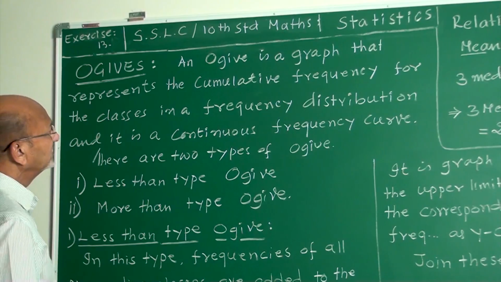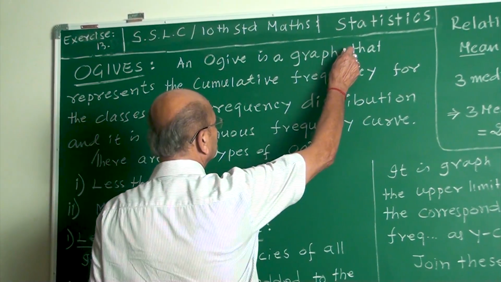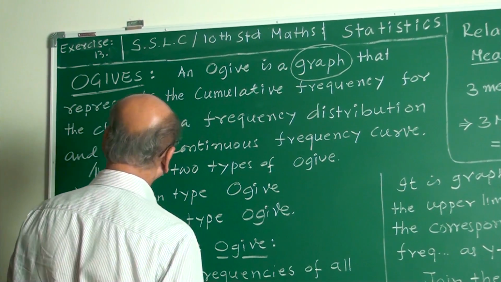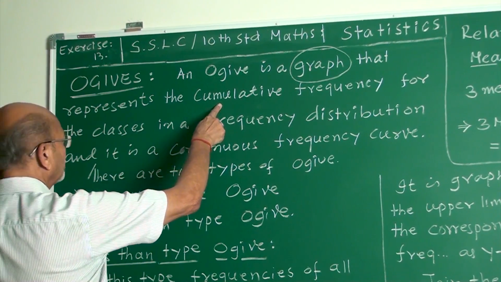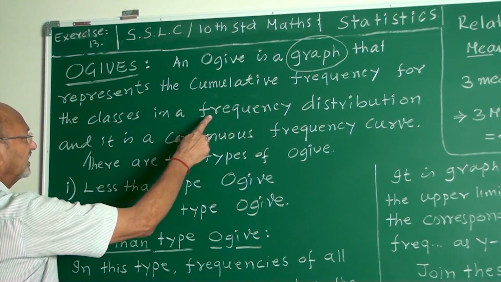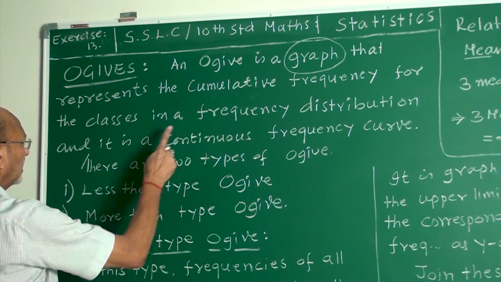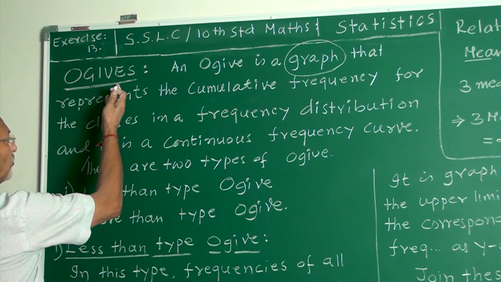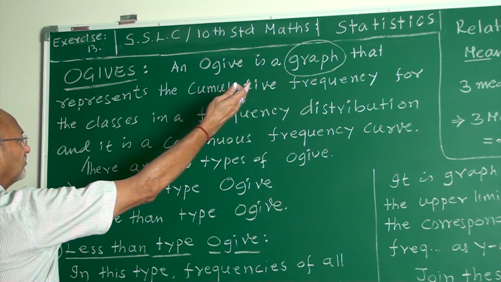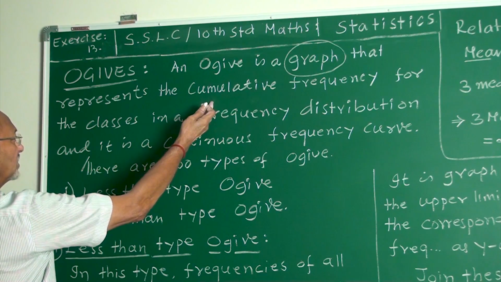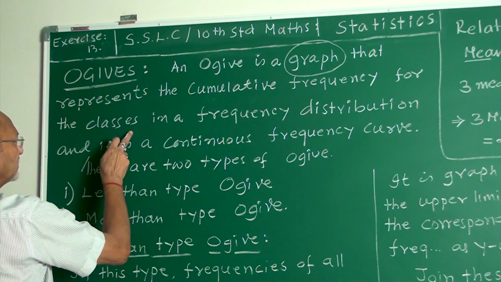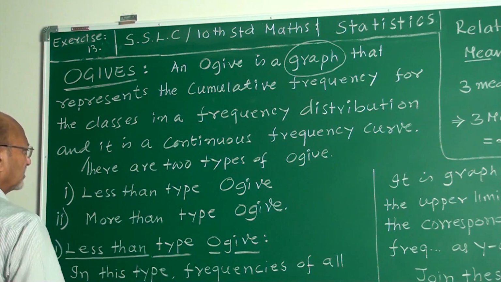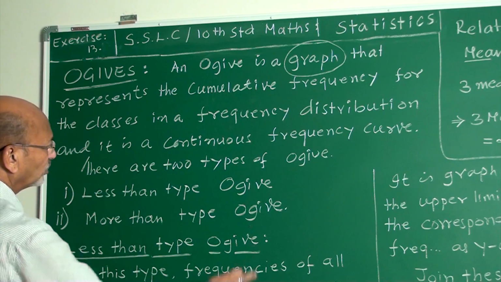An ogive is a graph, my friends. An ogive is a graph that represents the cumulative frequency for the classes in a frequency distribution, and it is a continuous frequency curve. There are 2 types of ogive.